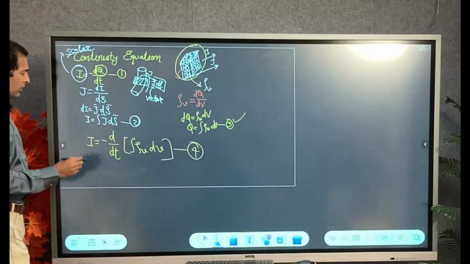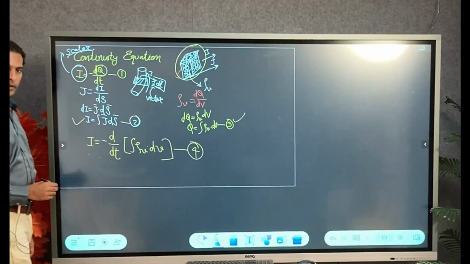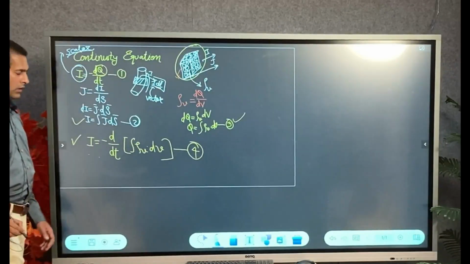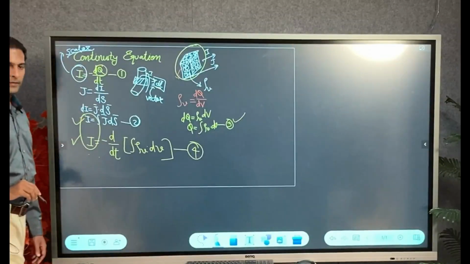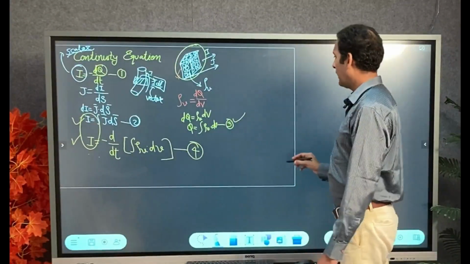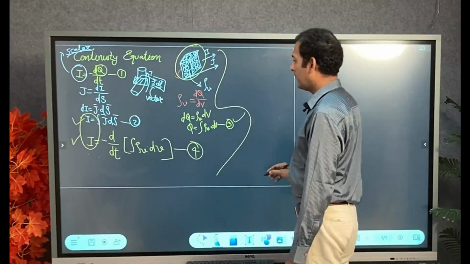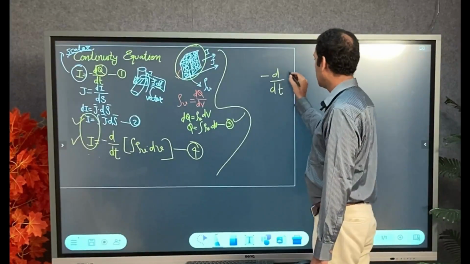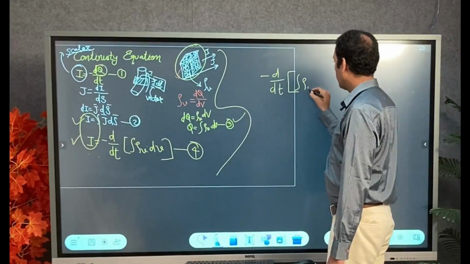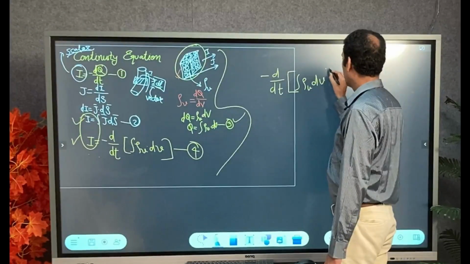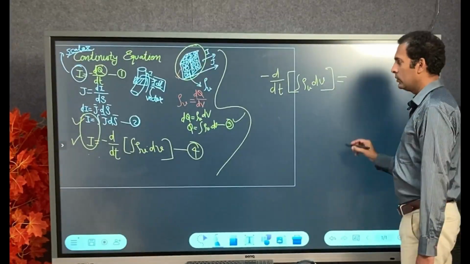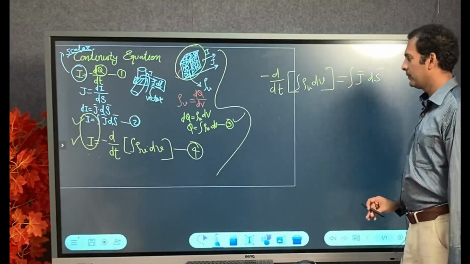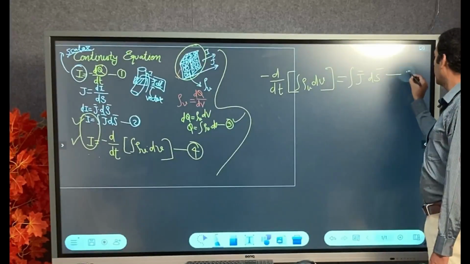Now if we observe, we have two expressions here. I is equal to integral of j bar dot ds bar, and again I is equal to minus d by dt of integral of rho v dv. So we can equate both the currents. Let us see what happens when we equate them. We can write here, minus d by dt into integral of rho v dv is equal to integral of j bar dot ds bar.